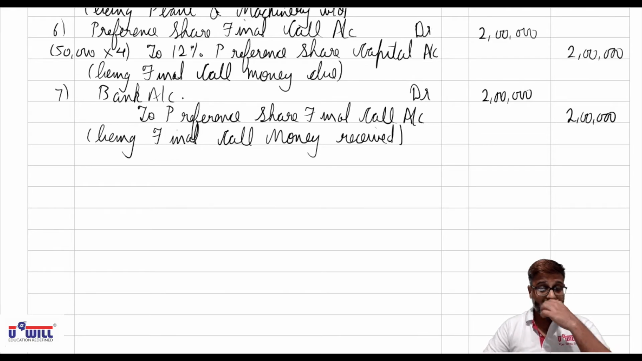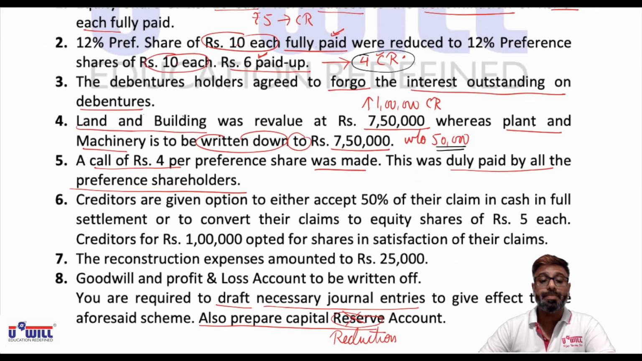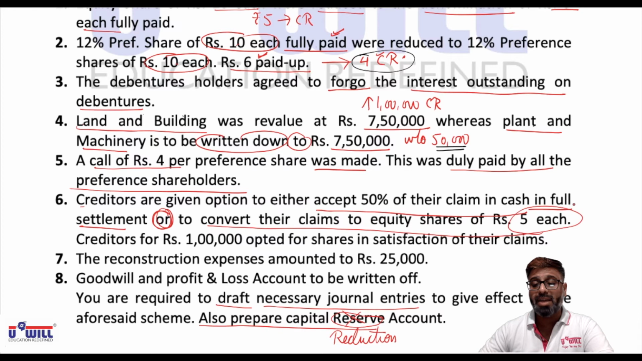Now, 6th and 7th will have no effect in capital reduction account. There is no capital reduction over here. Now, creditors are given option, 6th adjustment. Creditors are given option to either accept 50% of their claim in cash in full settlement, or to convert their claim to equity shares of rupees 5 each.